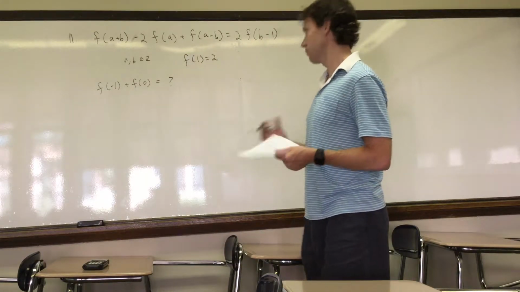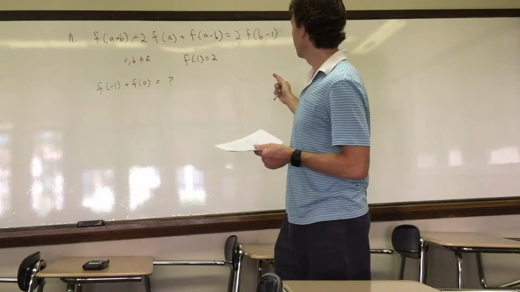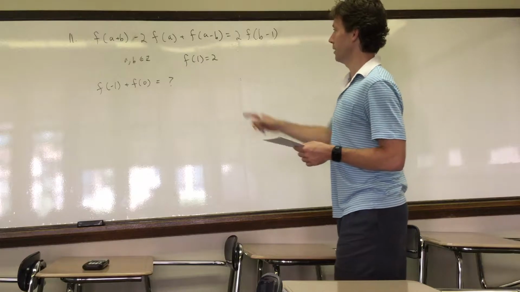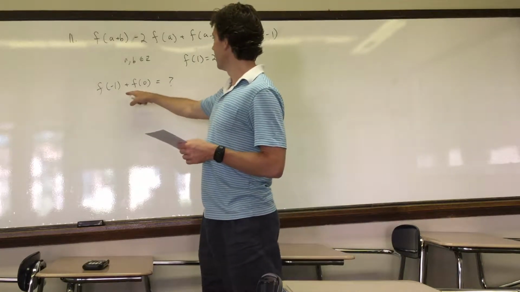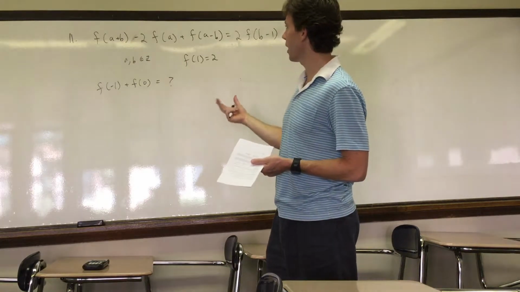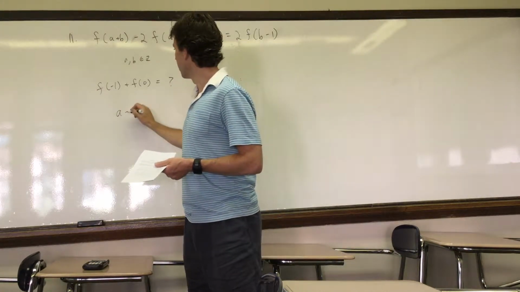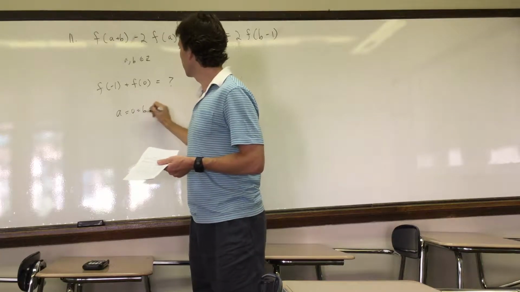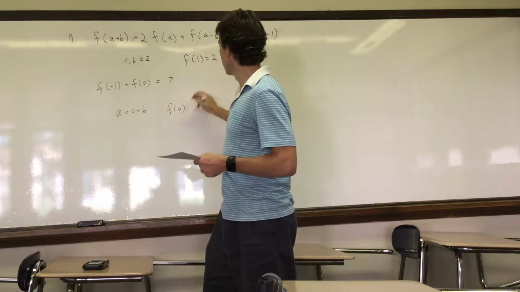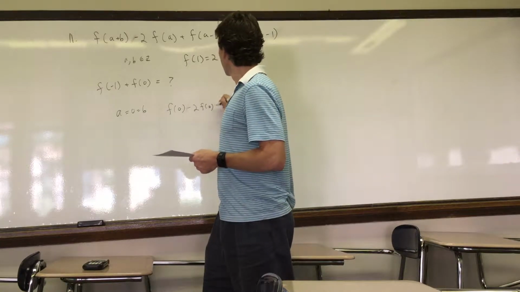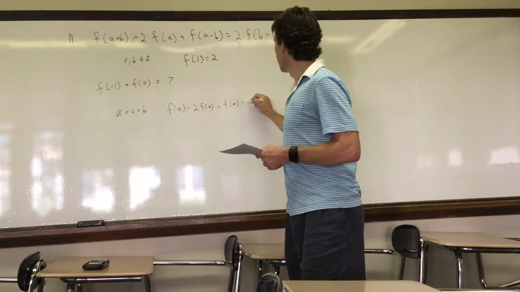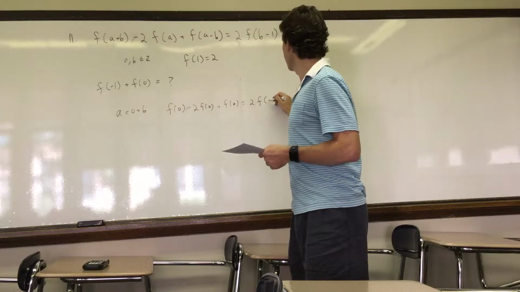Alright, so this is a typical kind of question. We have to figure out clever values for a and b to plug into this equation so that we can use the given information and maybe generate something over here. Some typical things I might want to try: let a equal b equal 0, see what happens. In this case, we'll have f(0) minus 2 times f(0) plus f(0) equals 2 times f(-1).